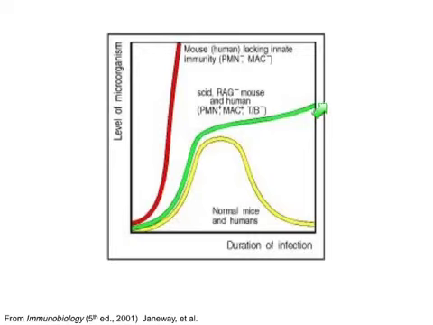But now, if you look at mice or humans that don't have innate immunity, they don't have neutrophils or macrophages, that's this line in red. There's no control of the microorganisms. They just keep going up and up and up. And these mice don't survive. Humans probably not either. The main point: both the innate and adaptive immune responses are critical.